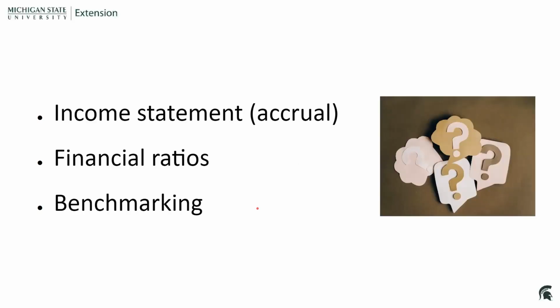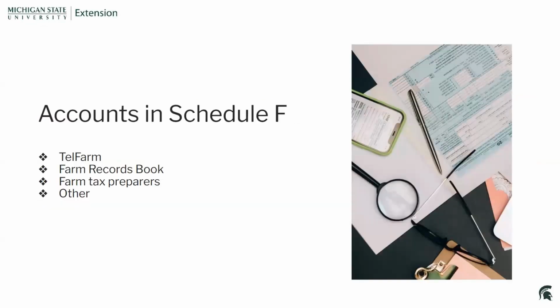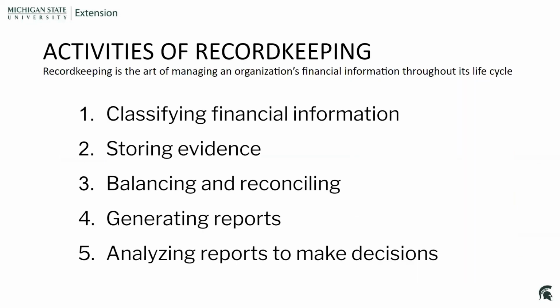Okay. So we talked about our chart of accounts, that we may want our Schedule F or tax accounts to be our guide in creating that income and expense list. We talked about our activities of record keeping. So we're going to come back into this space of, okay, how do I actually do this? And we're going to focus on the first 3 steps here: classifying financial information, storing evidence, and making sure things are reconciled.